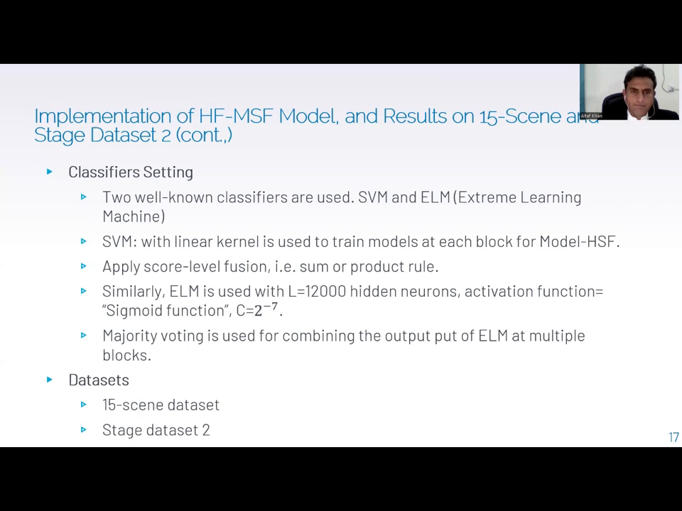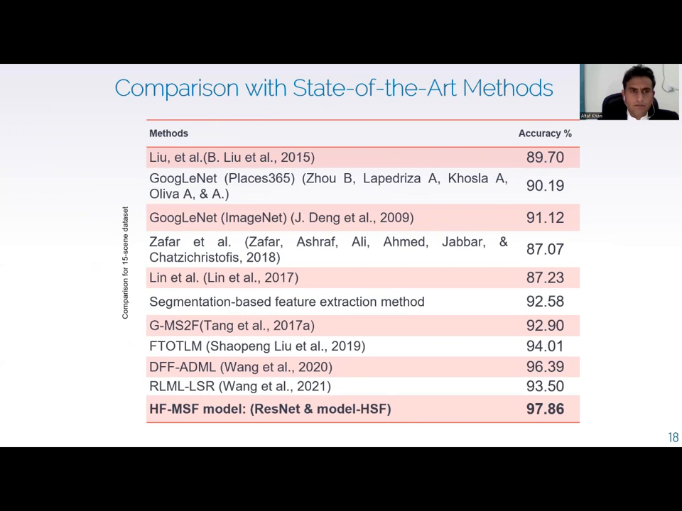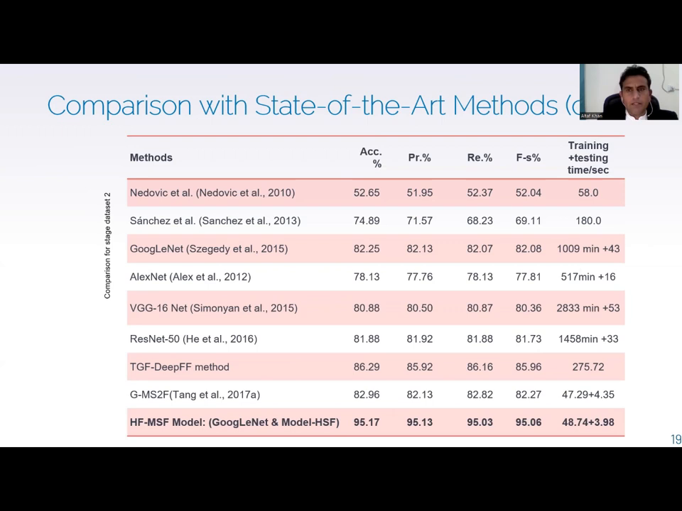This is the result of the already existing methods, and we have also shown my paper result, which shows that our paper is increasing the performance up to 97.86%, which is higher than existing techniques based on the traditional deep CNN model. This is the previous slide. Let me show you one more thing: it is applied on the 15 scene dataset comparison, while this slide shows that we have compared our result with stage dataset 2, where we have 12,000 different images and 12 different categories.